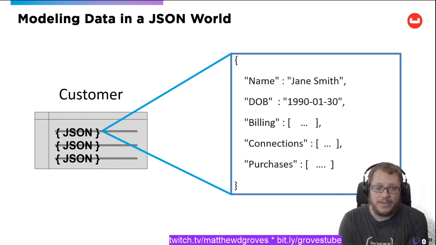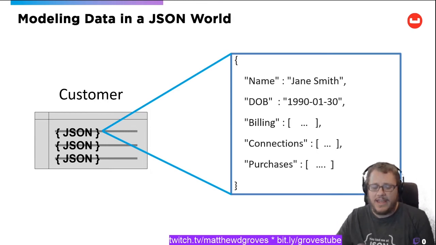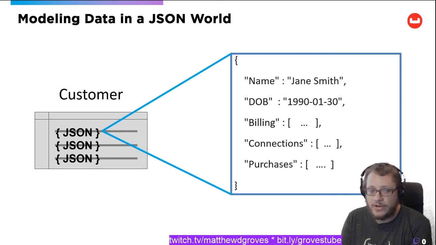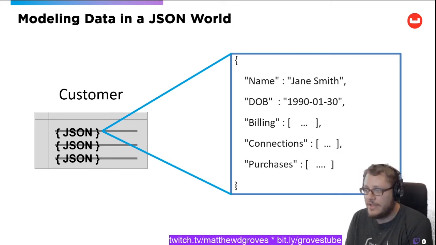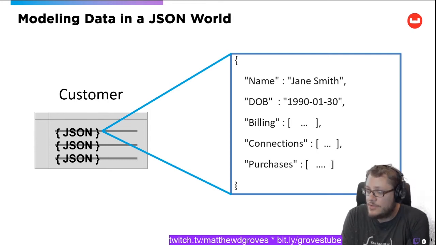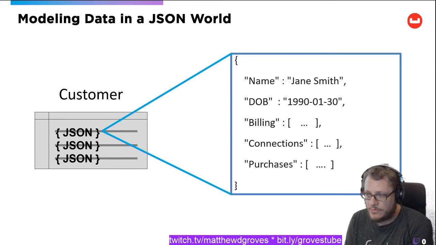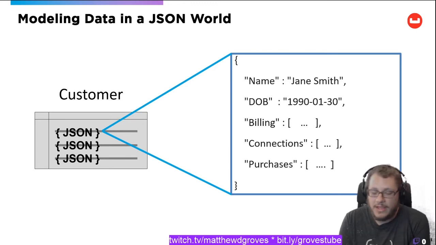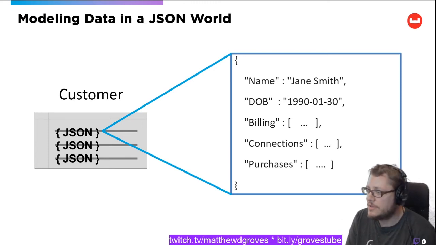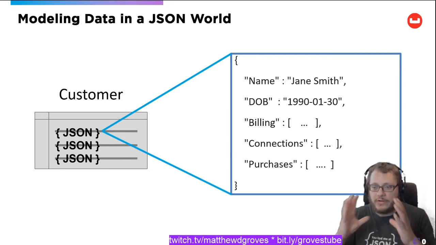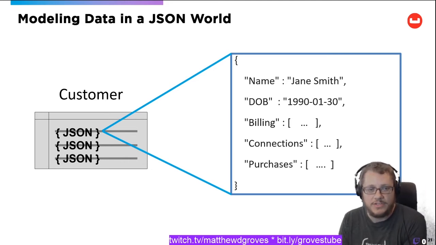I'm showing you a table here, but don't think of it like a table. Just think of it like a big collection, a big bucket of data, and then each record in our customer collection looks like this. So we have some JSON. And notice that we don't have a separate billing table. We don't have a separate connections table, or again, not table, but bucket or collection. It's all built in to that customer. So we've grouped it all, we've aggregated it all into that customer document in one place.